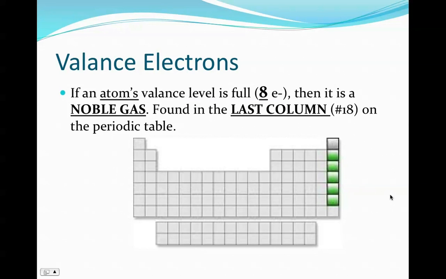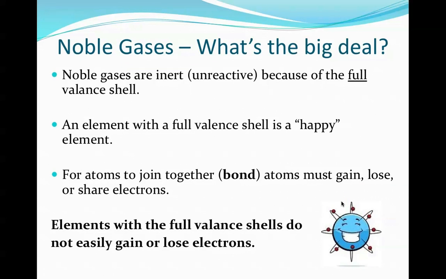Also, if an atom's valence level is full as an atom, then it's a noble gas, and it's found in the last column, number 18, on the periodic table. So these all have 8 valence electrons. Now this isn't in your notes, but just to point out some things, because this is going to come up again and again, noble gases are unreactive, or we say it's inert, because they have a full valence shell of 8 electrons as an atom.